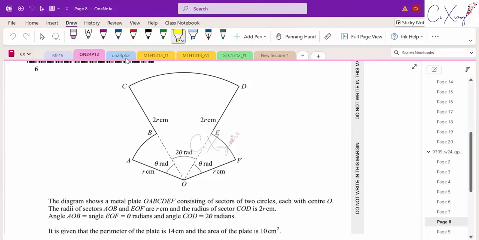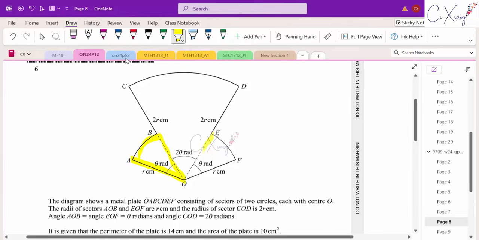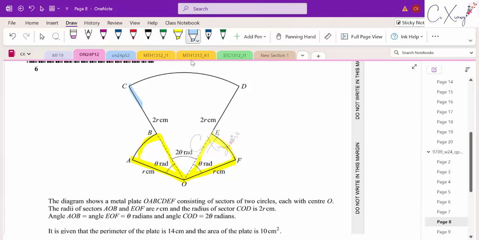The radius of the sectors AOB and EOF are R cm, so I think they are talking about this. These are two sectors from the same center, and the radius is R. Then we have another, bigger sector, COD, whose radius is 2R. They also tell us that the angles AOB and EOF are the same, which is theta, and they have labelled it here. Then angle COD is 2 theta.